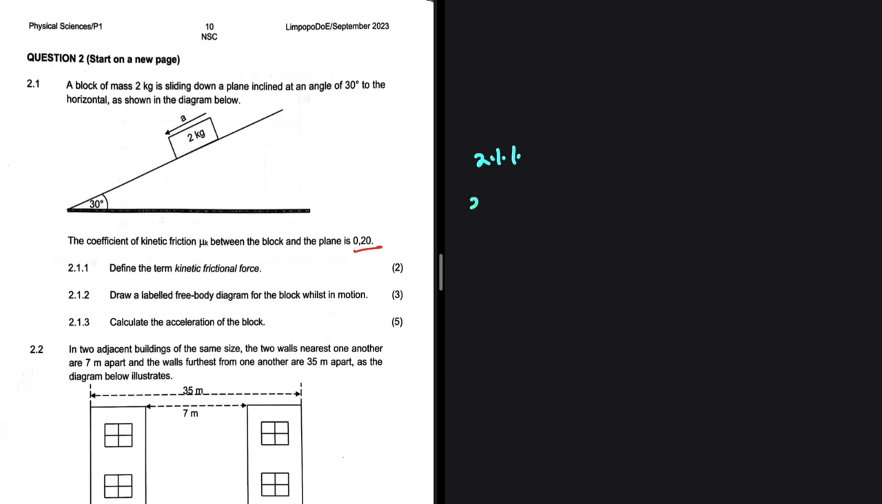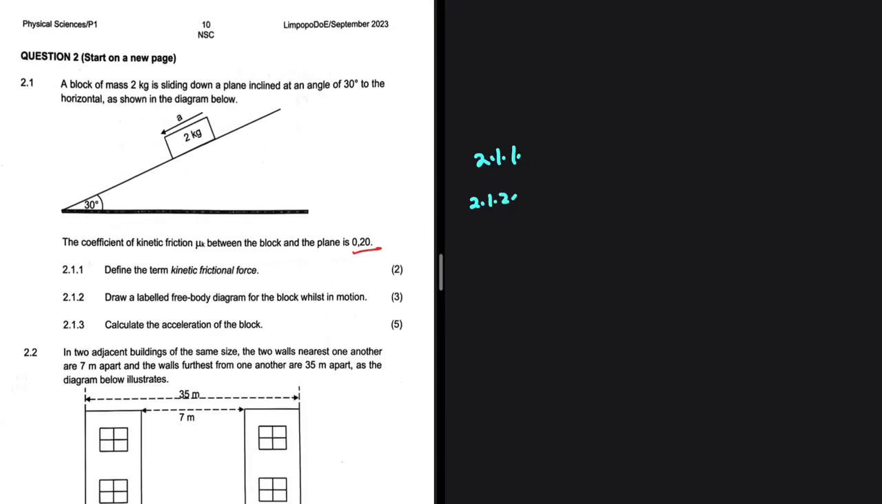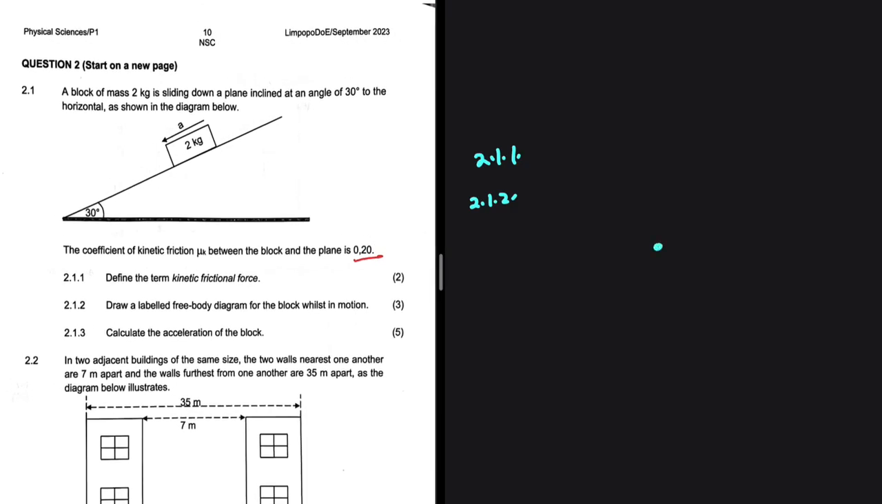Let's go ahead and look at 2.1.2. Draw a labeled free body diagram for the block while it is in motion. So the marker location is 3. And like I've said previously, if the marker location for a free body diagram is 3, then you should know that your free body diagram will have 3 forces. If the marker location is 3 and you have 2 forces on your free body diagram, you're doing something wrong. And another point I always make is that when you're drawing the free body diagram, before you start thinking about a lot of things, put weight first. Everything is going to come after you put weight.